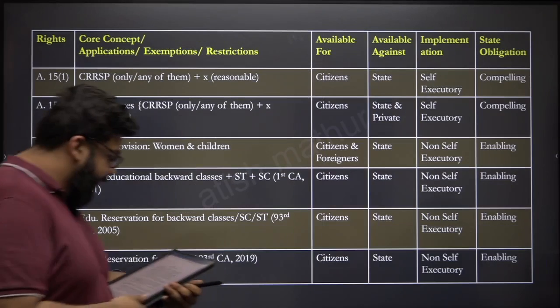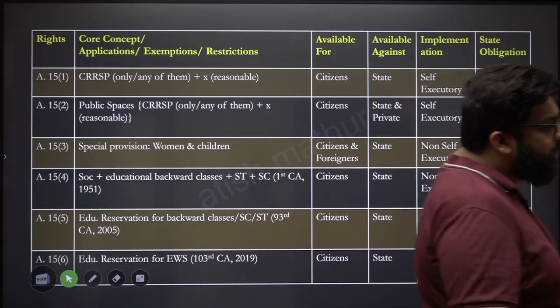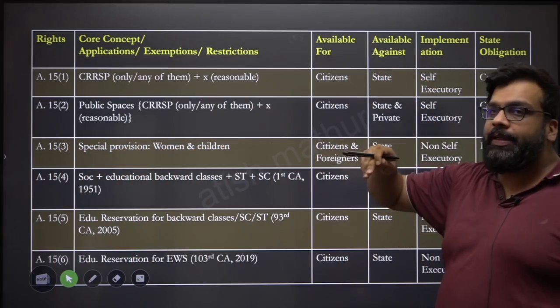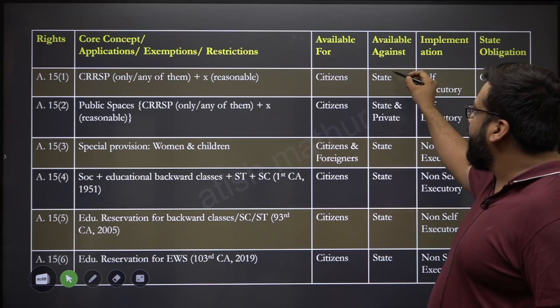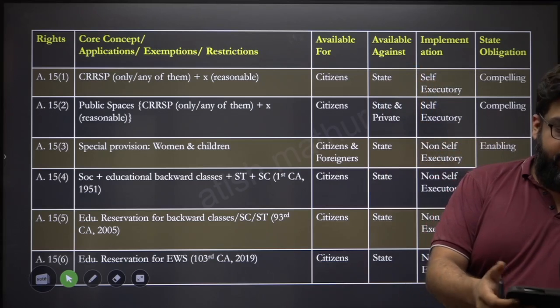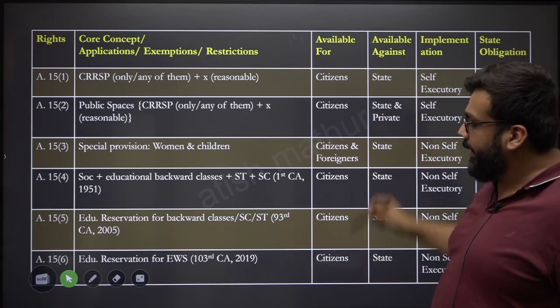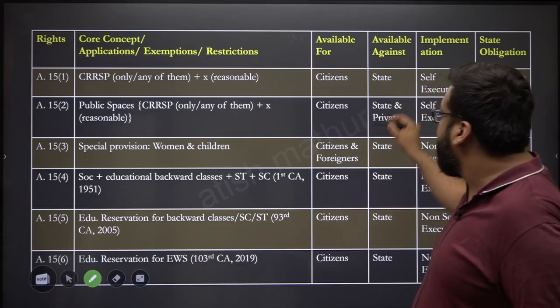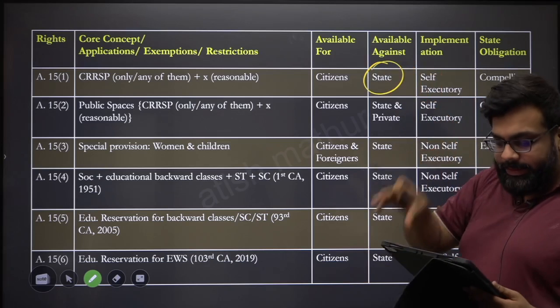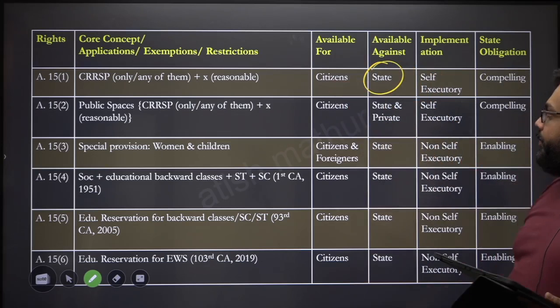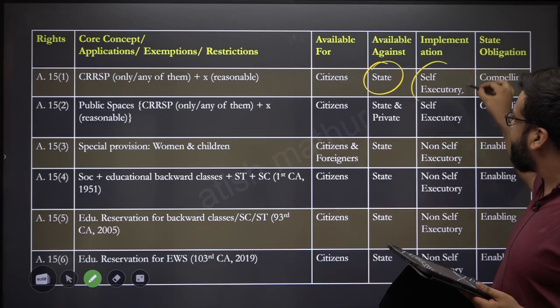Article 15, Clause 1 begins by saying the state shall not discriminate, which means Article 15, Clause 1 is available only and only against the state, right? Since it is available only against the state, it just says that the state cannot discriminate against people on a certain number of grounds, which means this is self-sufficient.